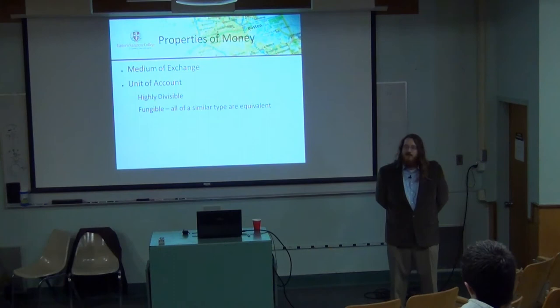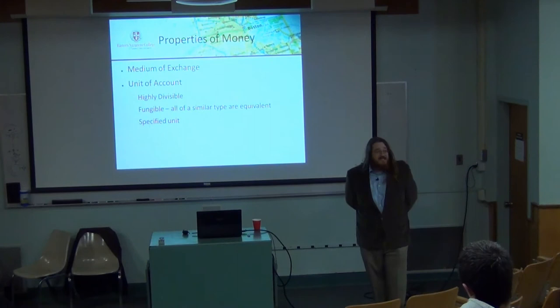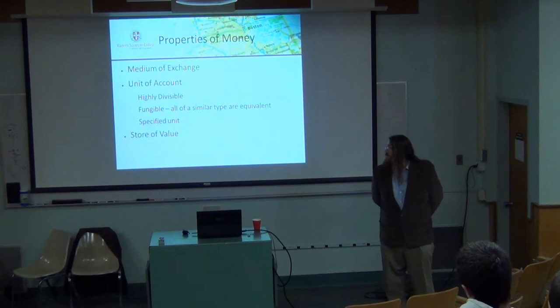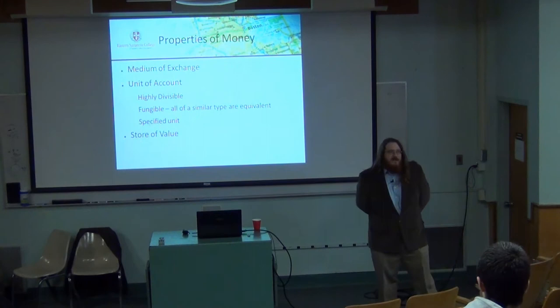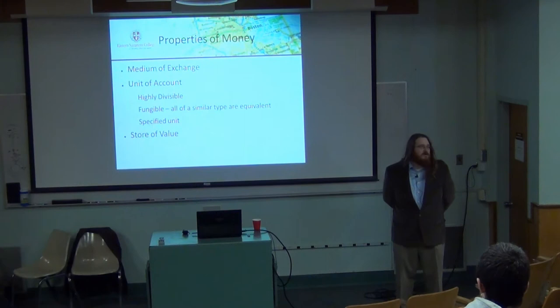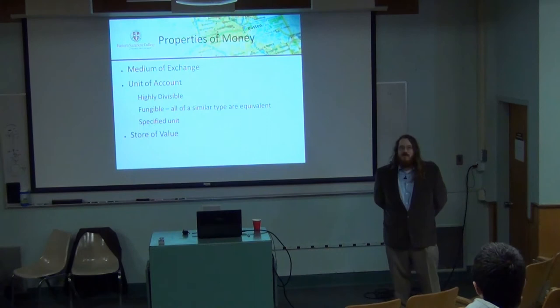You need a specified unit. Right, you need to specify what is your base unit and how is its value derived. And most importantly, it needs to have a store of value. I said that wrong. Yeah, unit of account is highly divisible, fungible, and specified unit. And then store of value. You need to be able to use it to store, it's really a way to store your work. Right, you work, you get paid in money, you can save up that money to then get something else of a value of work. You don't have to put in all the work at once.